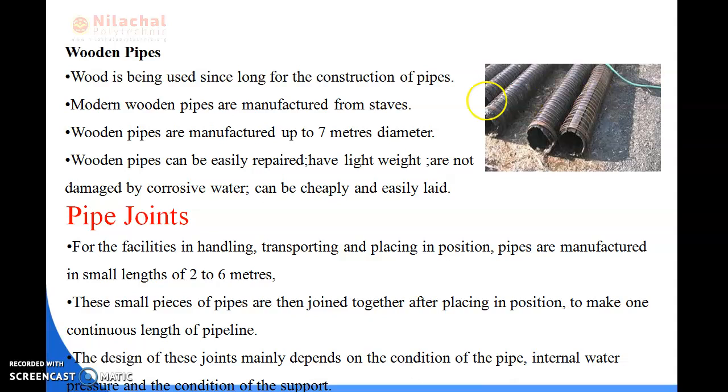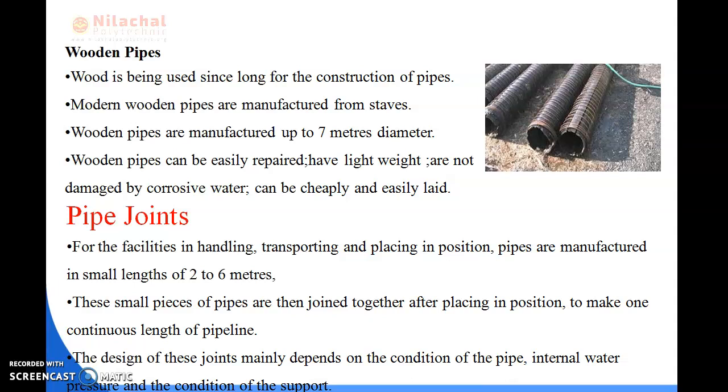Okay. So for the facilities in handling, transporting and placing in position, the pipes are manufactured in small lengths, that is 2 to 6 meters. The small pieces of pipes are then joined together after placing in position to make one continuous length of a pipeline. Okay, you have been seeing the pipes joined together to make one big length of pipeline.